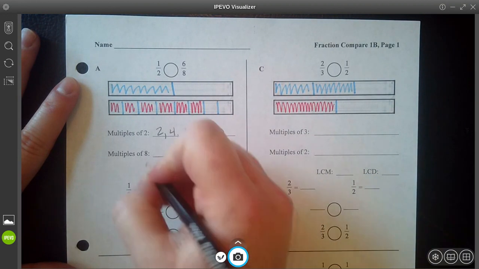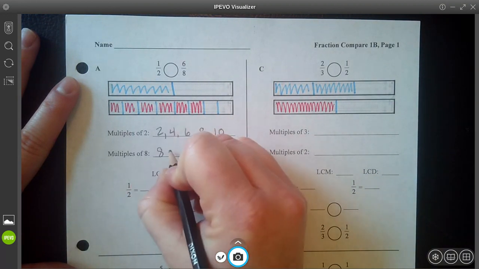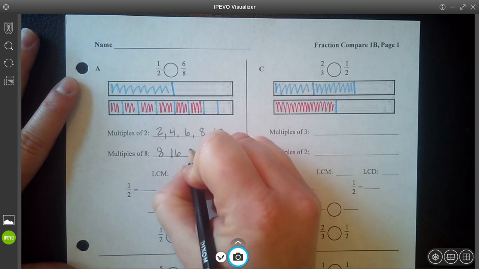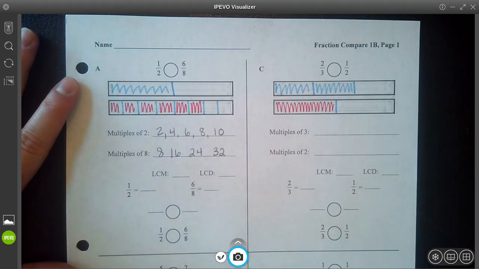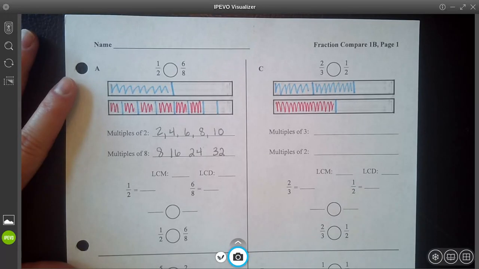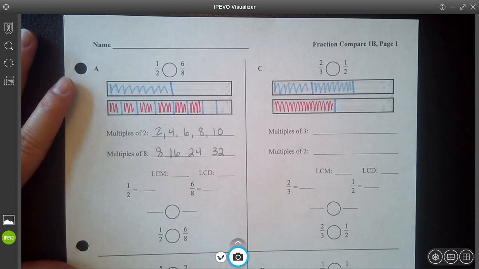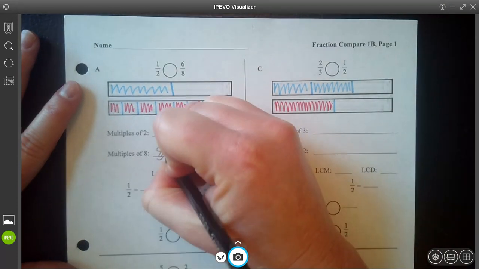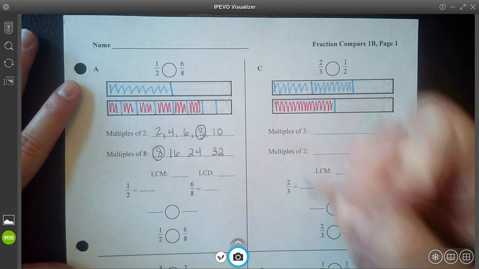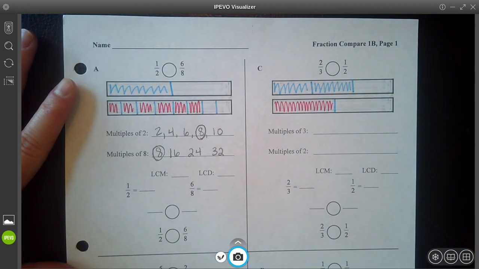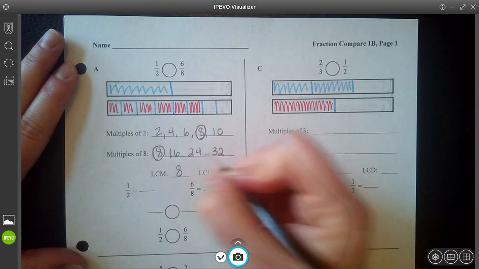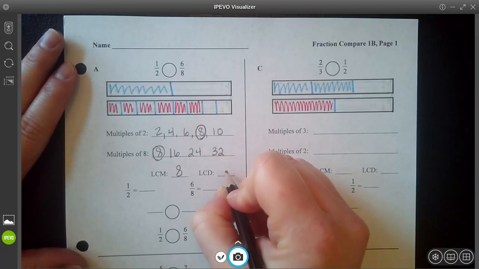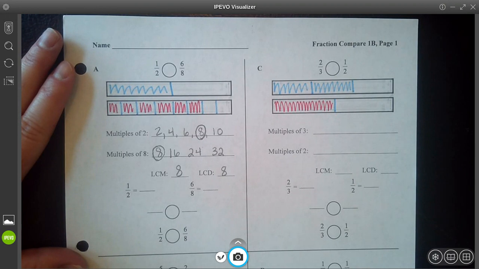How about multiples of 8? 1 times 8 is 8. 2 times 8 is 16. 3 times 8 is 24. 4 times 8 is 32. If we're finding the least common multiple, we're finding the common multiple they have, but the very least one. So as you can see, they both have an 8 in common. That's a common multiple. So let's turn these into 8s. Our least common multiple is 8. And if our least common multiple is 8, our least common denominator is also going to be 8.